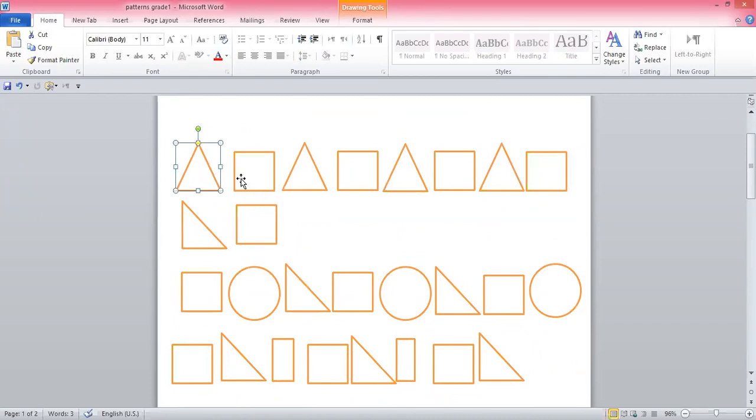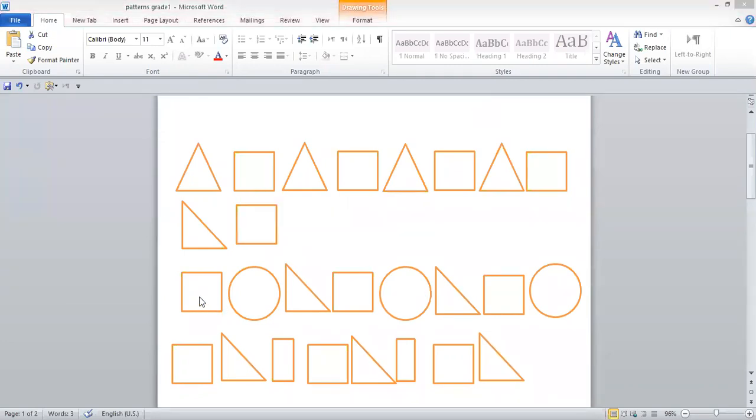So this pattern is made up of two shapes. First is triangle, another is square. If I ask you after this square, which shape will come next? So you can easily say, sir, it will be a triangle. Why? Because you know that the pattern has only two shapes, triangle and square. So after a square, there will be a triangle, right?